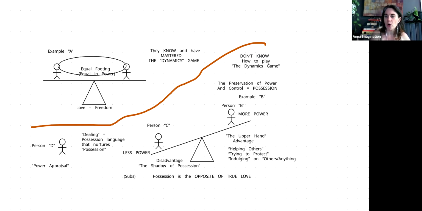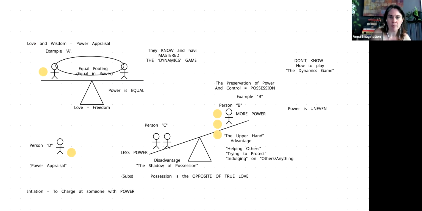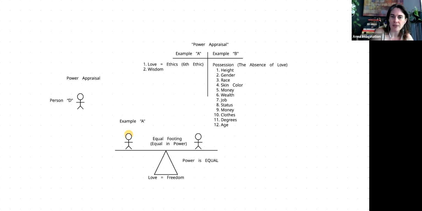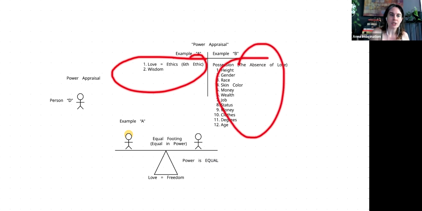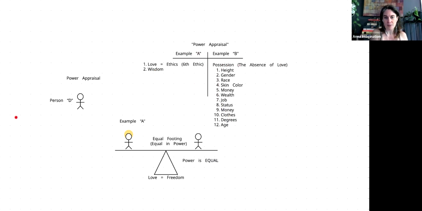The moment you go through power appraisal, whether it's I'm going to appraise somebody using ethics, love, and wisdom versus possession, you're playing the game. Because the very first thing you have to establish, now this might make more sense to you why this person has this power behind their head, is now what you've started to establish.